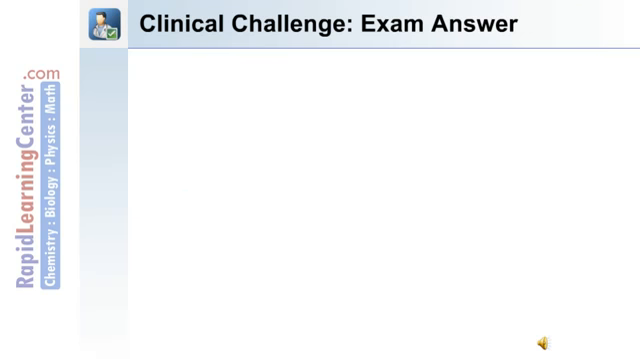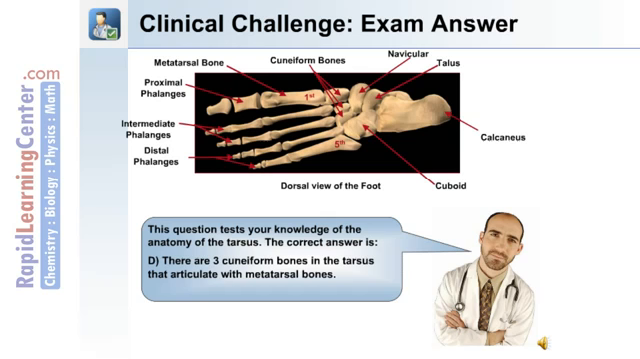Here's the answer to the question. This question tests your knowledge of the anatomy of the tarsus. The correct answer for this question is D. There are 3 cuneiform bones in the tarsus that articulate with metatarsal bones.